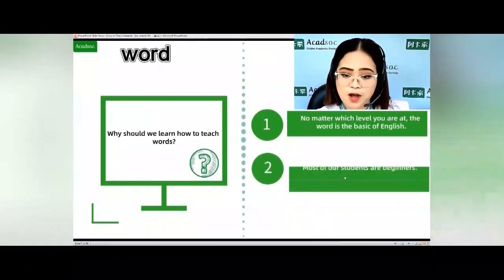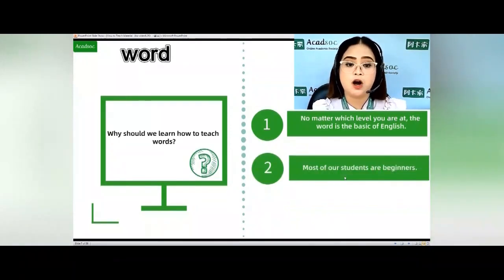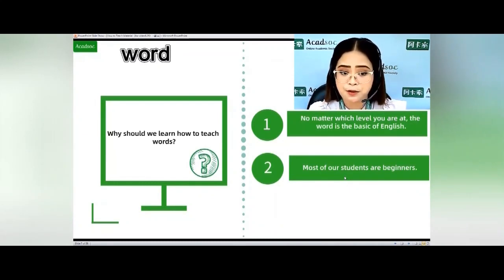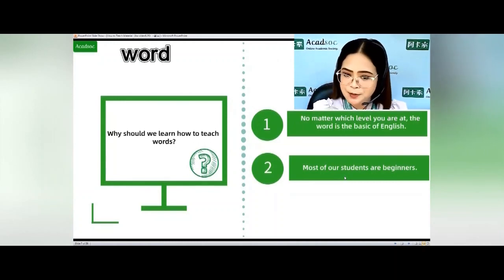So the next one is, most of our students are beginners. Like 80% of our classes here at Akid Talk, they are beginners, may it be adults or kids. So we need to teach them the basics before we teach them difficult ones. We need to start off with the word, then learn the structure, then learn how to make a sentence, then learn how to make a paragraph, then learn how to make an article or stories. So that is the process.